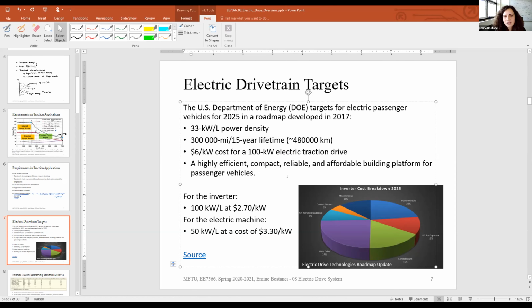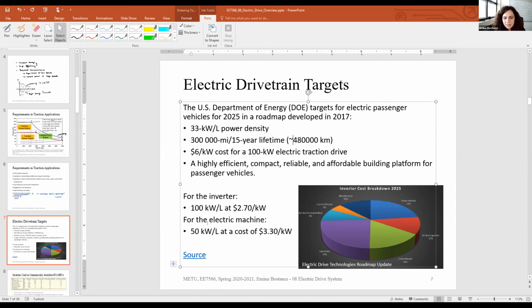This is what we talk about, the electric drive unit or the e-axle, on Tuesday. There are also some targets for the inverters. For the cost targets, $2.7 per kilowatt, and for the electric machine, also some power density and cost targets. As you see here, the inverter is going to be a little cheaper, it looks like, but I don't know if this is the case already, but they are targets.